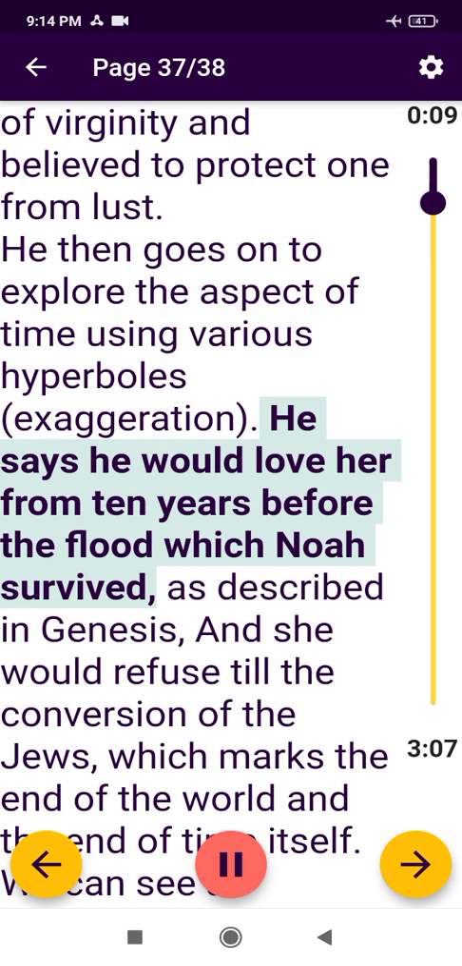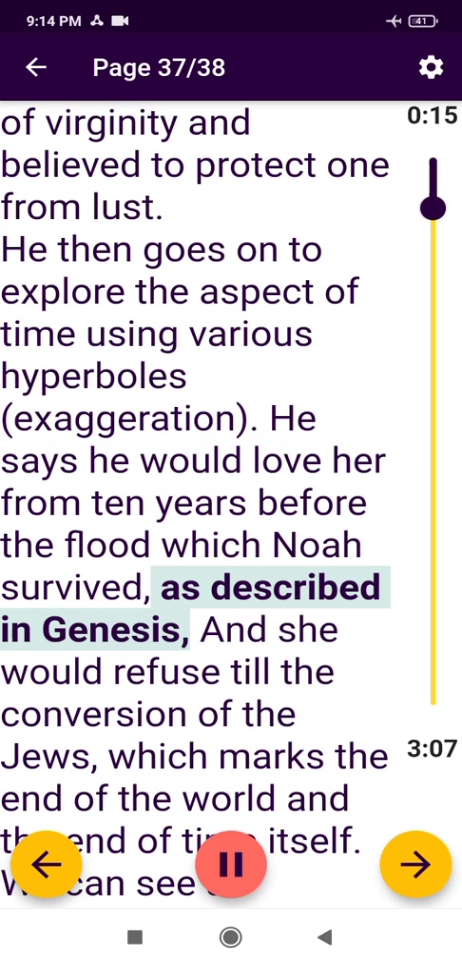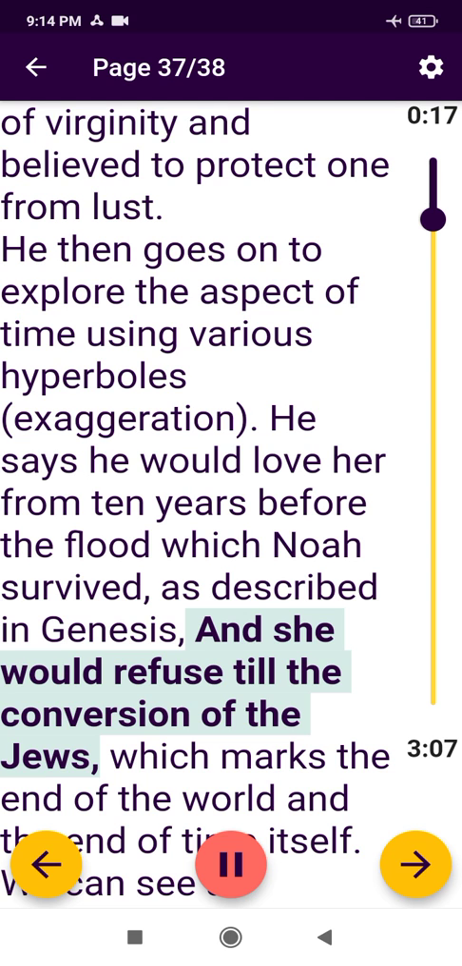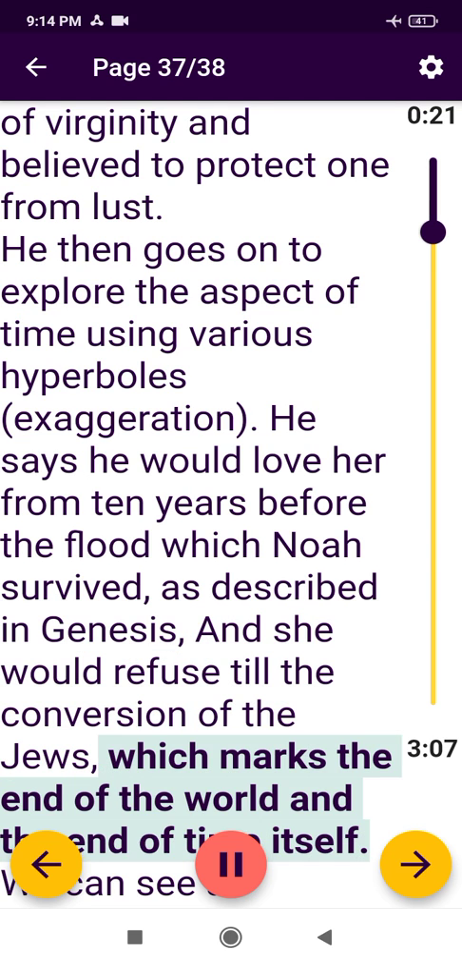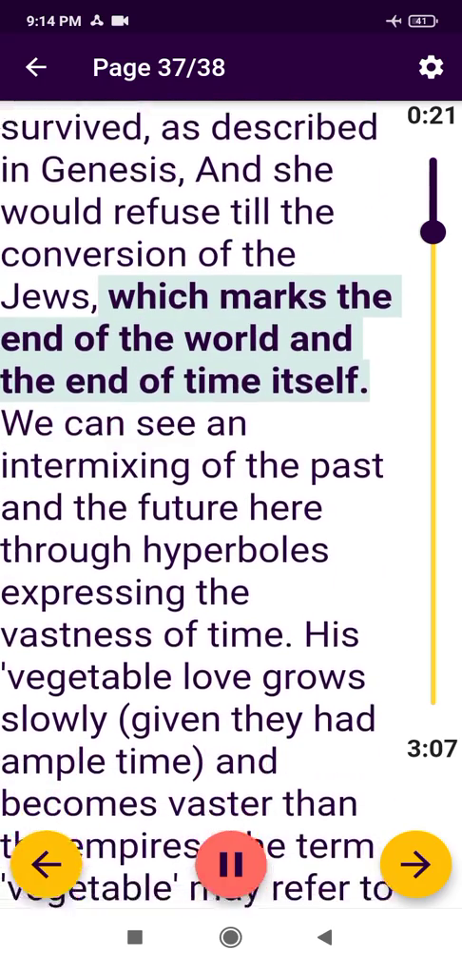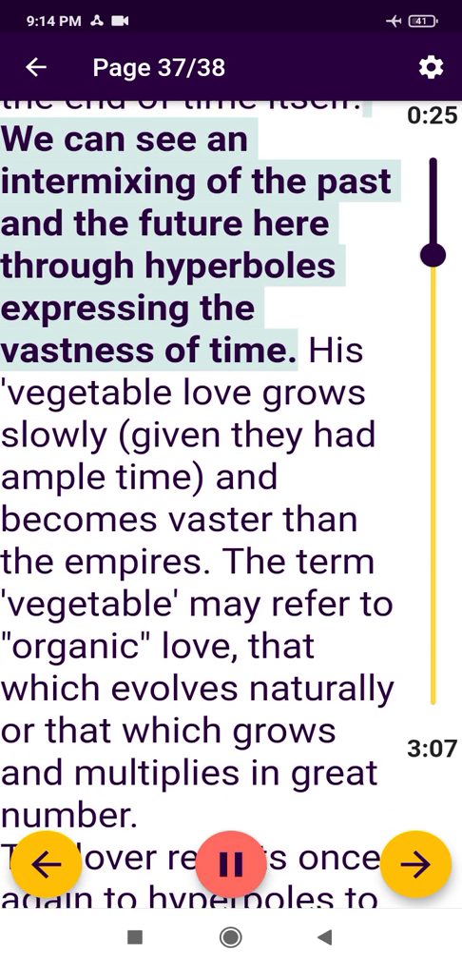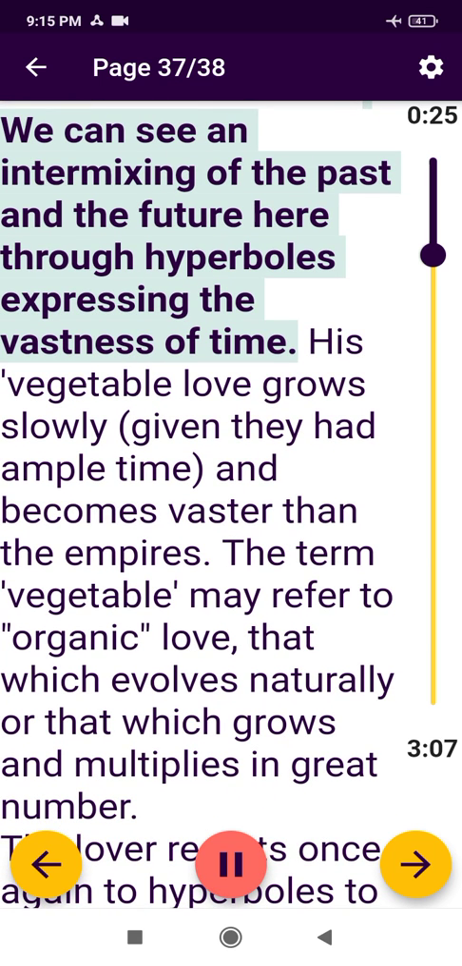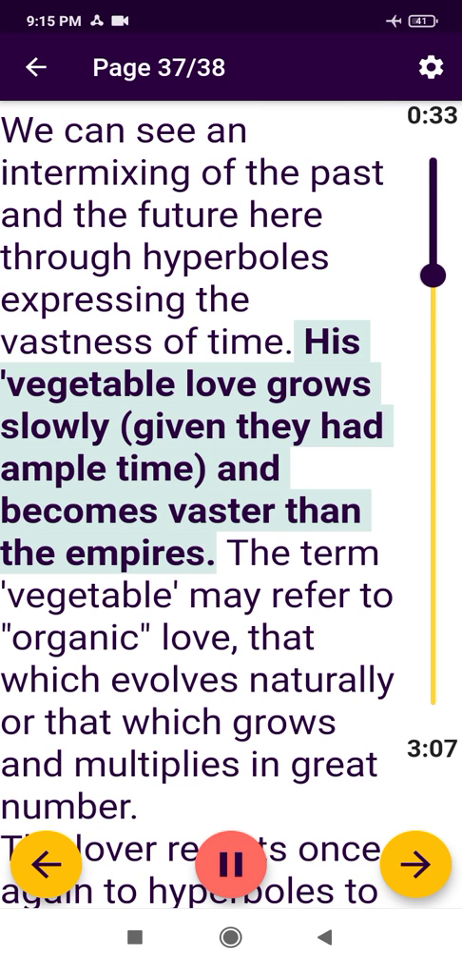He says he would love her from 10 years before the flood, which Noah survived, as described in Genesis, and she would refuse till the conversion of the Jews, which marks the end of the world, and the end of time itself. We can see an intermixing of the past and the future here through hyperboles expressing the vastness of time. His vegetable love grows slowly, given they had ample time, and becomes vaster than the empires.